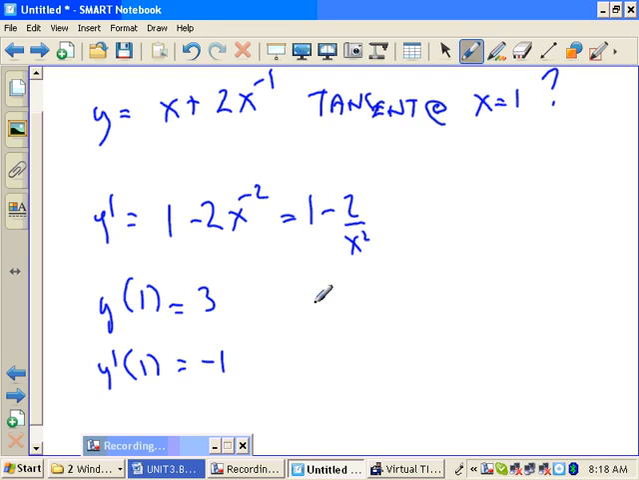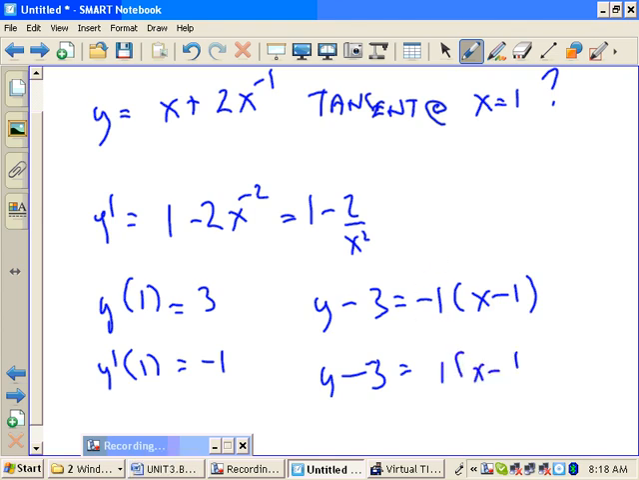Okay, so what's the tangent line? Y minus 3 equals negative 1 times x minus 1. x1 is given. y1 we figured out. m we figured out. By the way, what's the normal line? Y minus 3 equals what? 1, the negative reciprocal of this, times x minus 1.